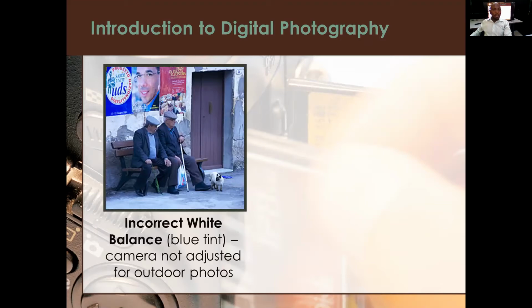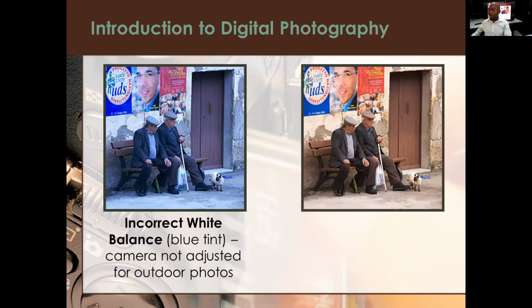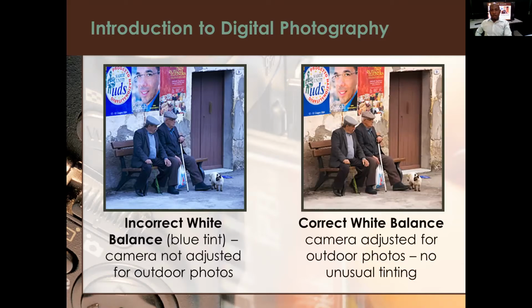Okay, so here we see an example of incorrect white balance. As you see in this pic, the white is kind of blue. It has a blue hue on it. And for the correct white balance, on the right side, you see where it looks more natural. The persons aren't blue and everything around isn't blue. So there's no unusual tinting here.